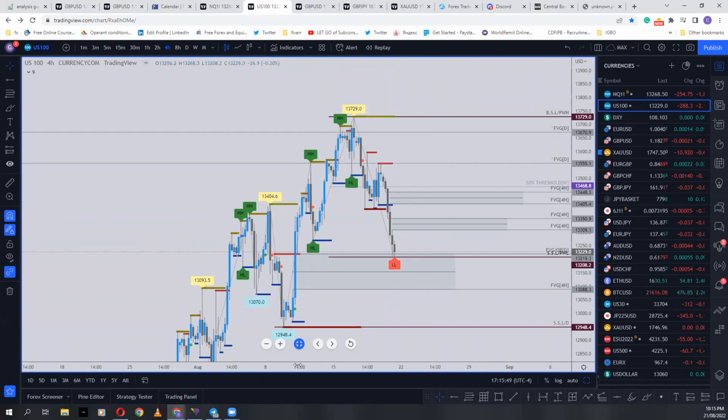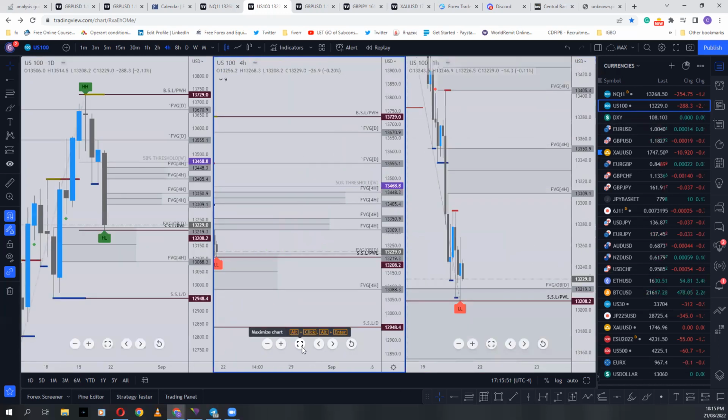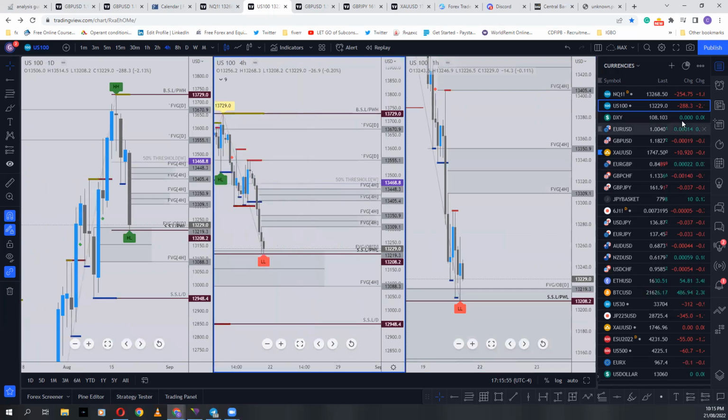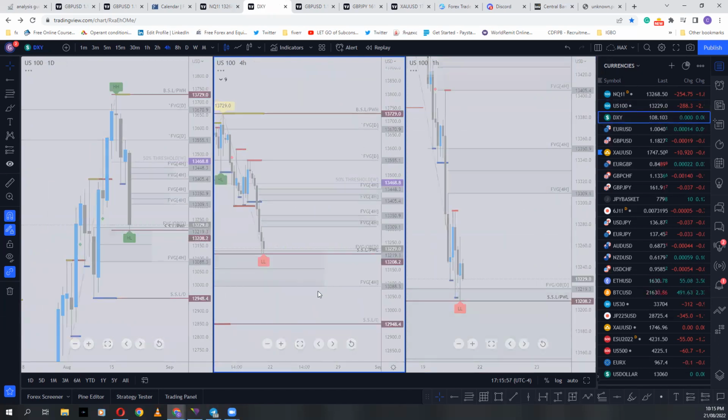So that's it for NASDAQ 100. 4 hour and daily, still slightly bullish. 4 hour and 1 hour bearish for now. The next one we're going to look at is the dollar index.